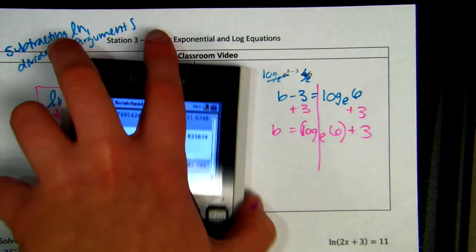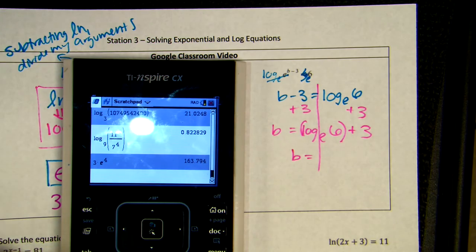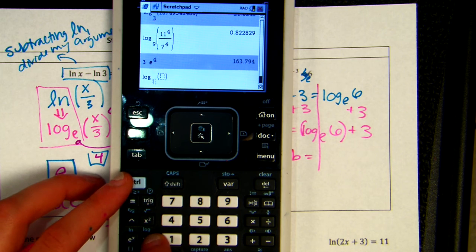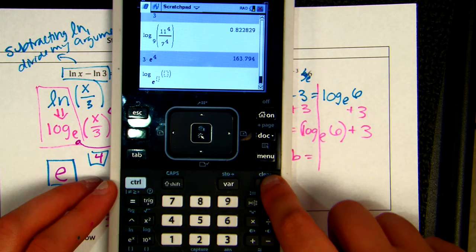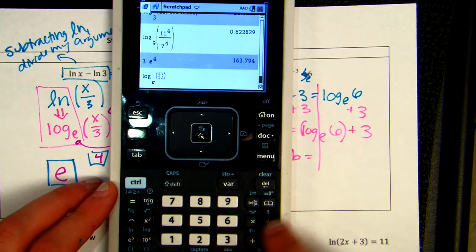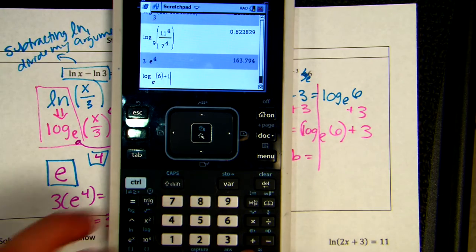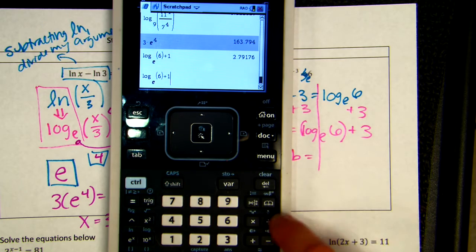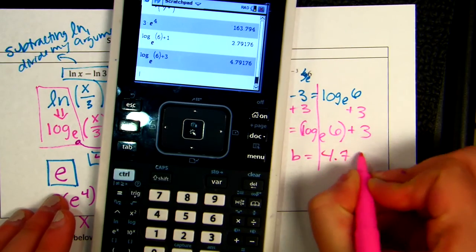So I'm going to type this into my calculator. I end up with b equals, reminder, log base is over here. Log base, I type in e. It gives me a little exponent box. You can just delete that. Log base e of 6. And then over here, plus 3. Nope, that was plus 1. Very sorry. We have plus 3. That gives me 4.79. So b equals 4.79.